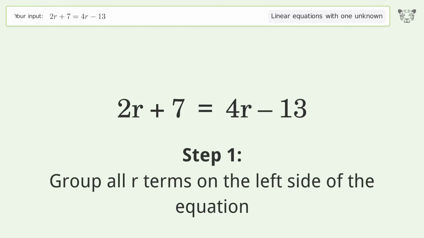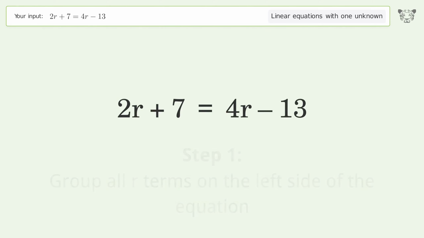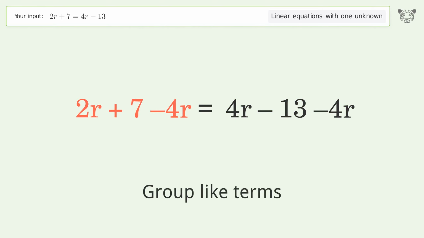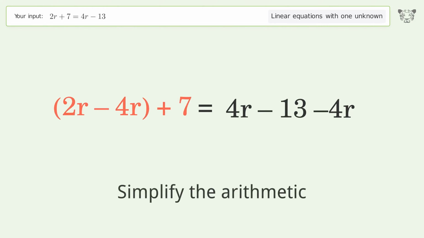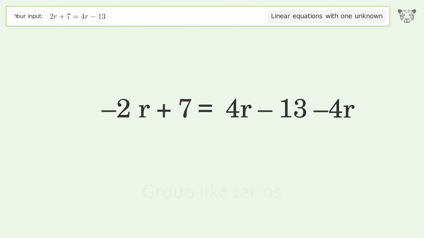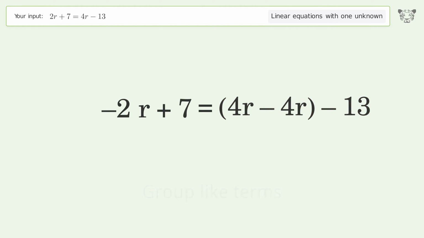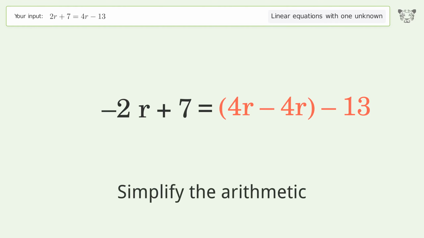Group all r terms on the left side of the equation. Subtract 4r from both sides. Group like terms. Simplify the arithmetic. Group like terms. Simplify the arithmetic.